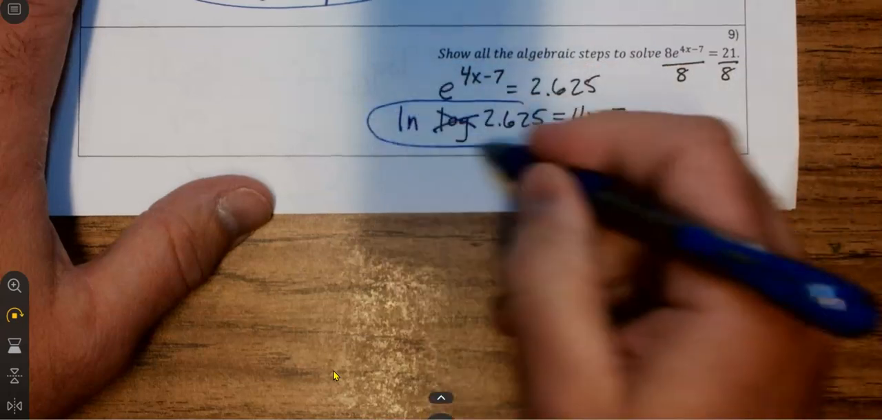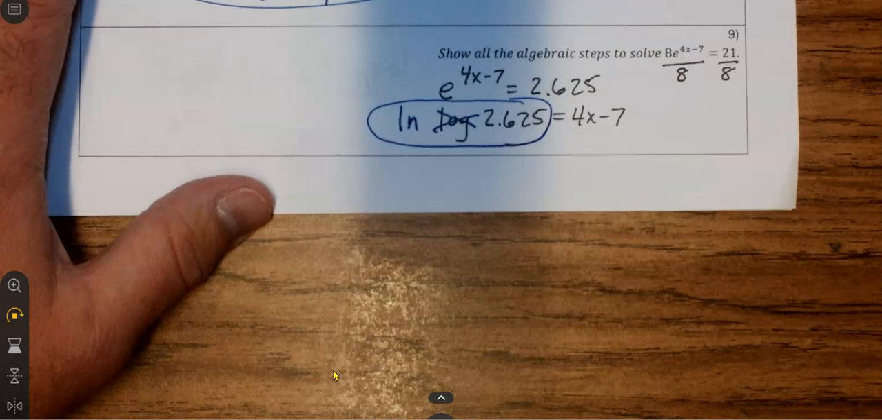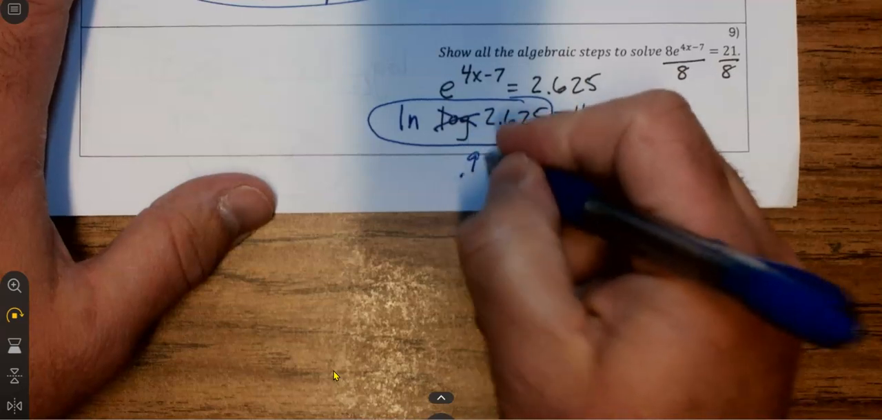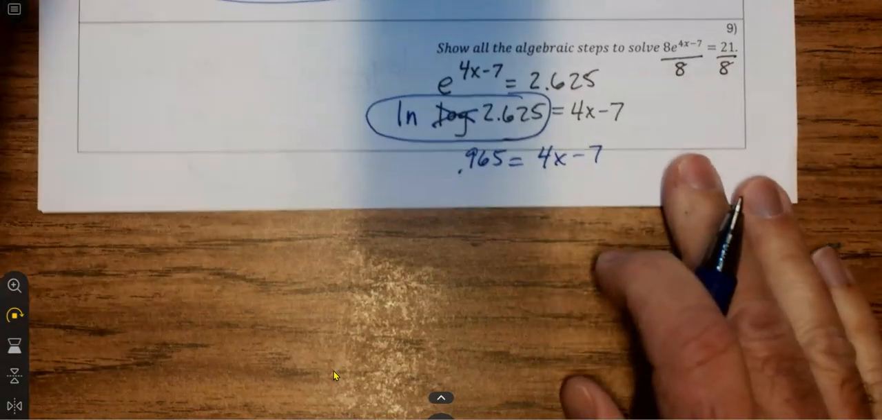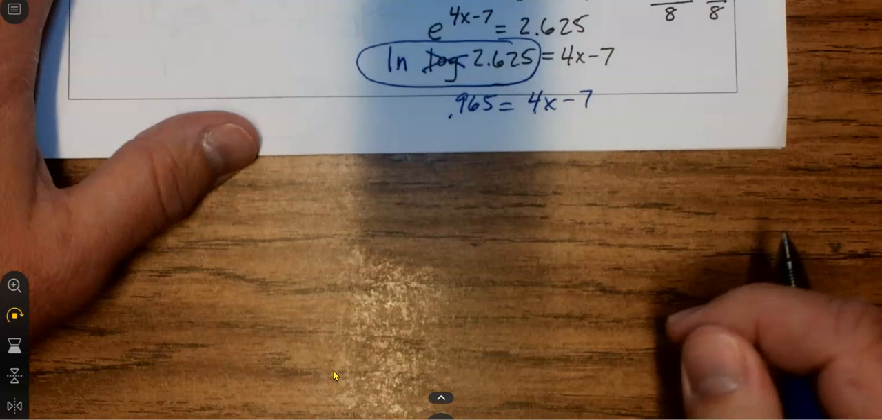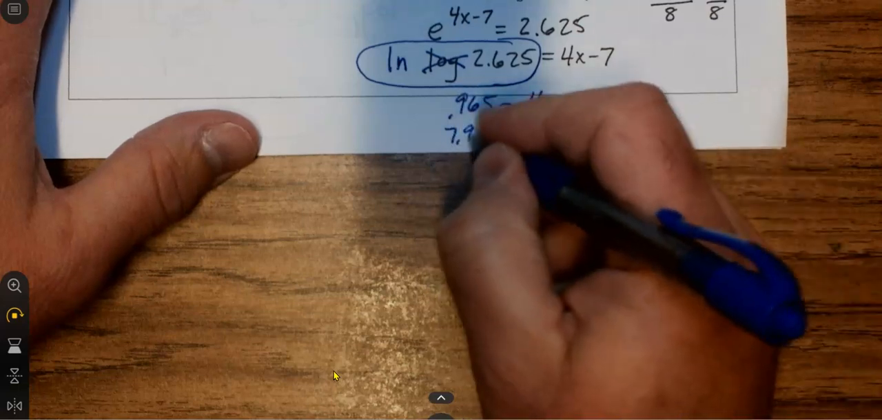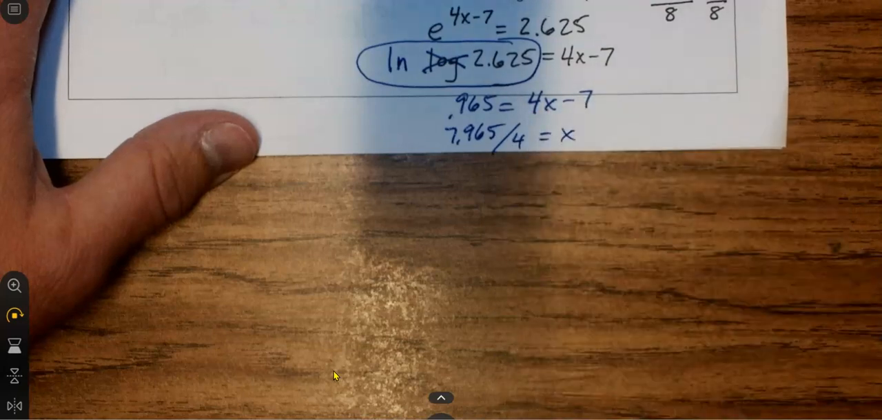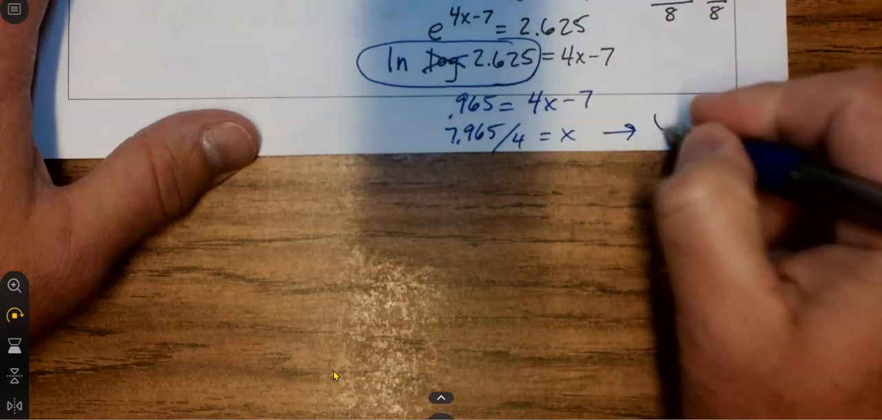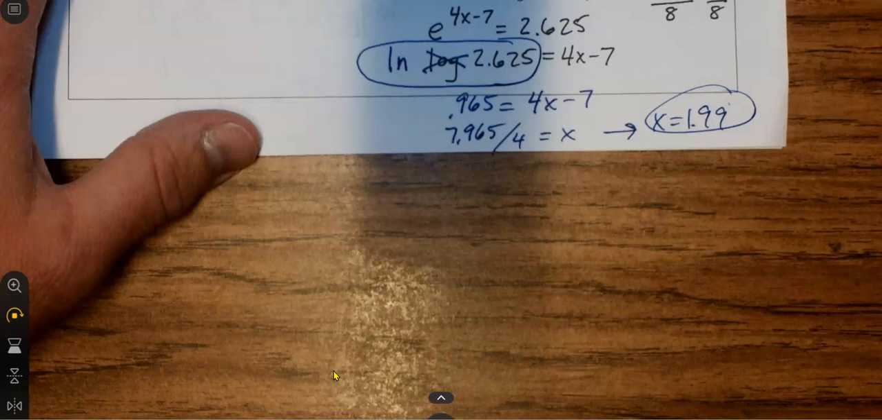Is the natural log of 2.625 something you can type on a calculator? Sure thing. But nobody is going to know what that is, so you better actually type it on a calculator. Natural log 2.625, and we get 0.965. Something like that. You better all be able to handle it from there. All we're doing is adding the 7 and dividing by 4. So we get an x value of 1.99 or something like that.